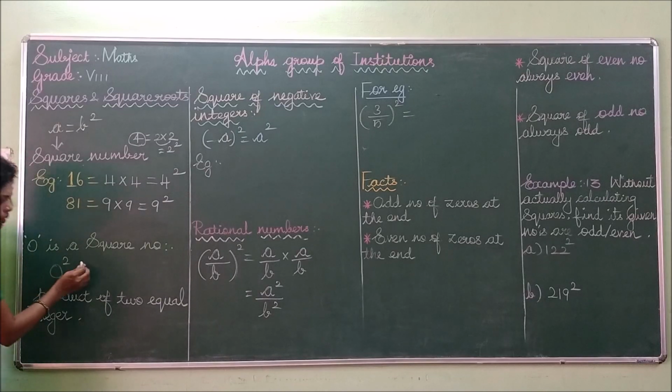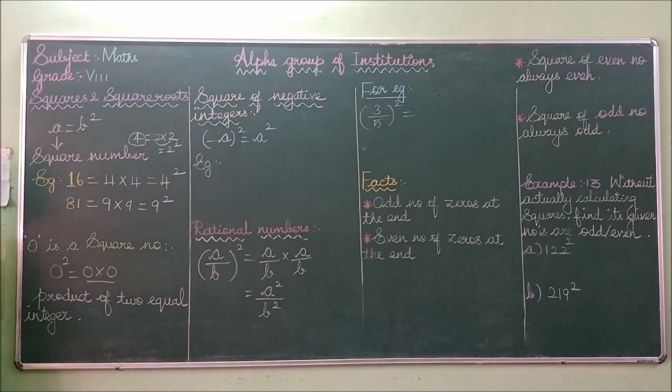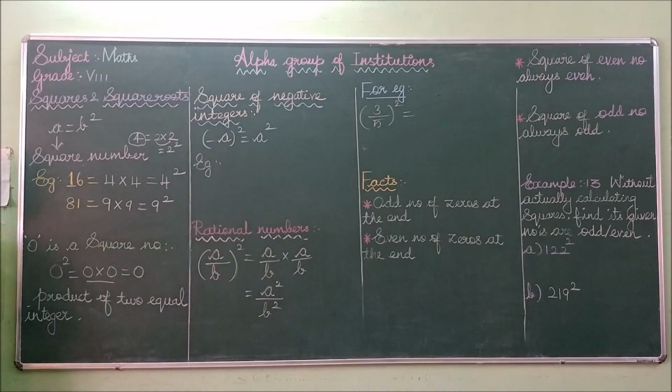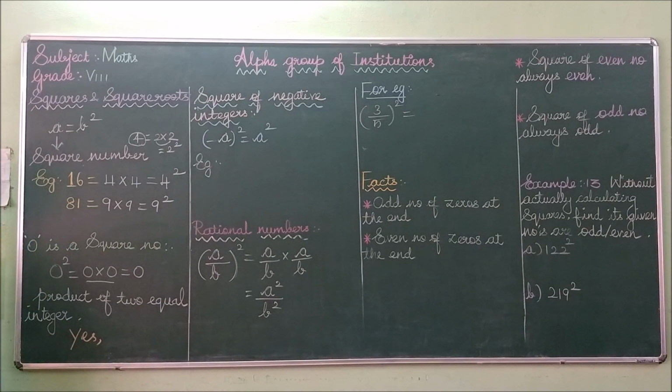So 0 square means 0 into 0. If you multiply any value with 0, you again get 0. So now we can say this is a square number because we are taking two equal integers. 0 is an integer, and 0 into 0 is again 0. Yes, it is a square number.